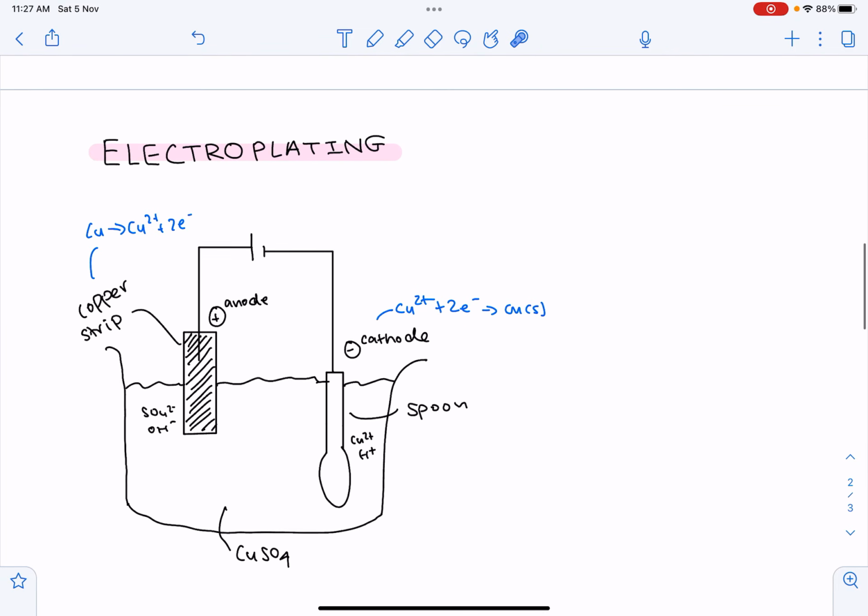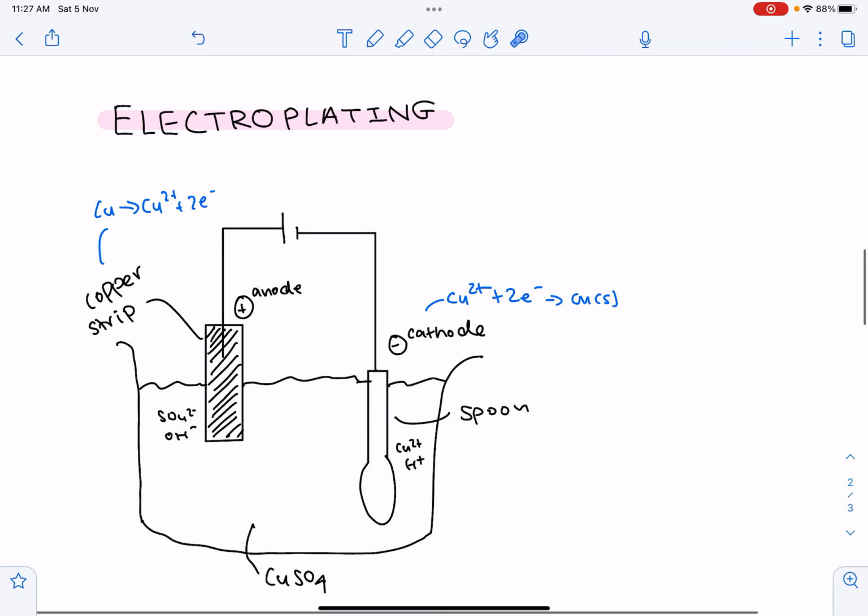So let's look at a real life example of this, which would be electroplating. Why do we electroplate? For example, if we're electroplating a spoon, we want to coat the spoon with another metal. In this case, we're going to coat it with copper. This may be to improve appearance or to protect from corrosion. There are many different reasons.